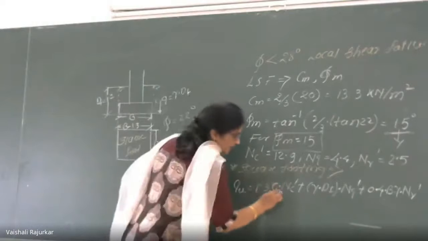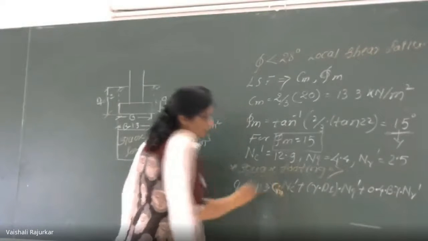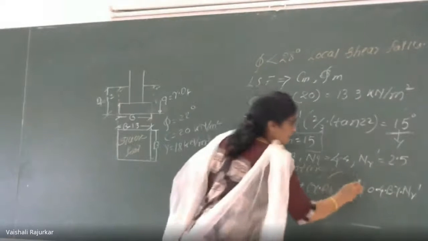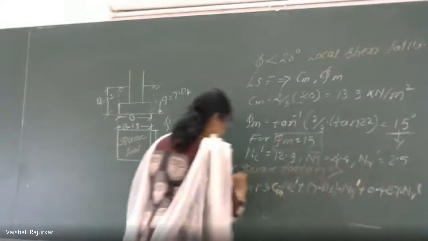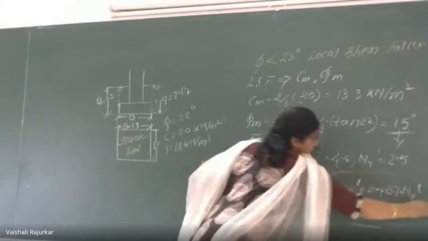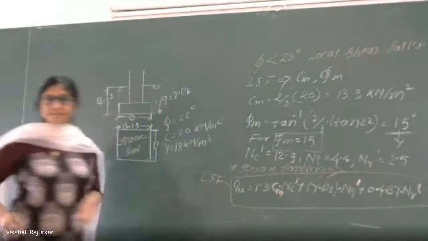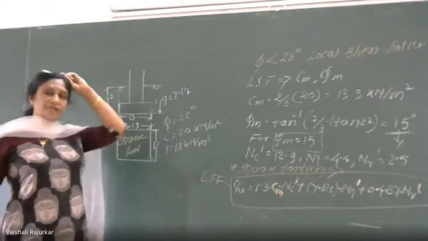In this equation, you have to consider the value for Cm, that is the modified cohesion, then Nc dash, Nq dash, and N gamma dash. So this is the equation for the square footing for the local shear failure.